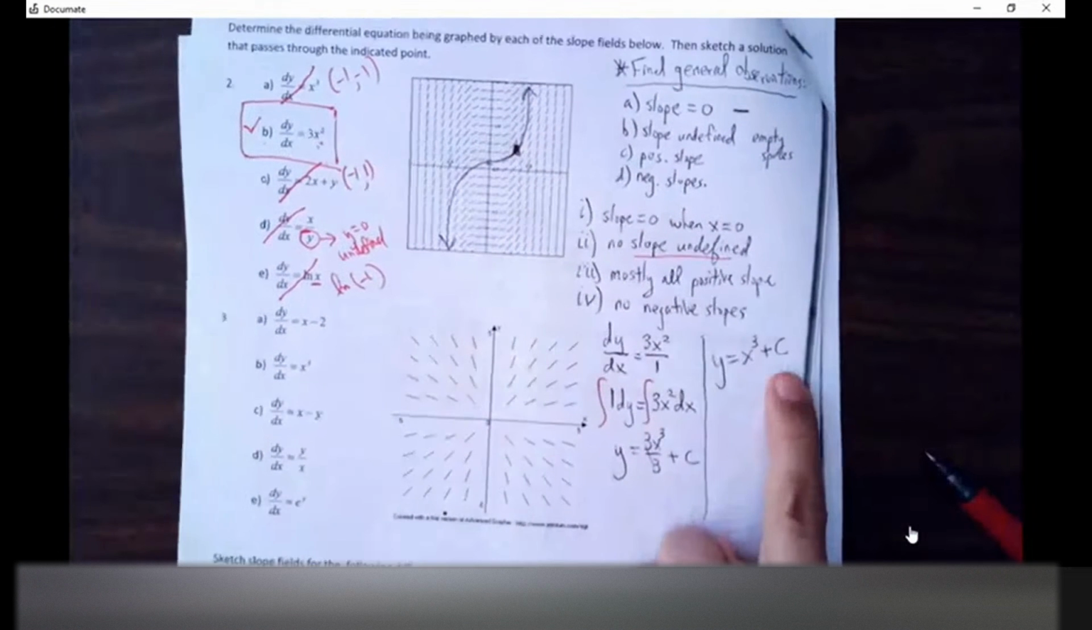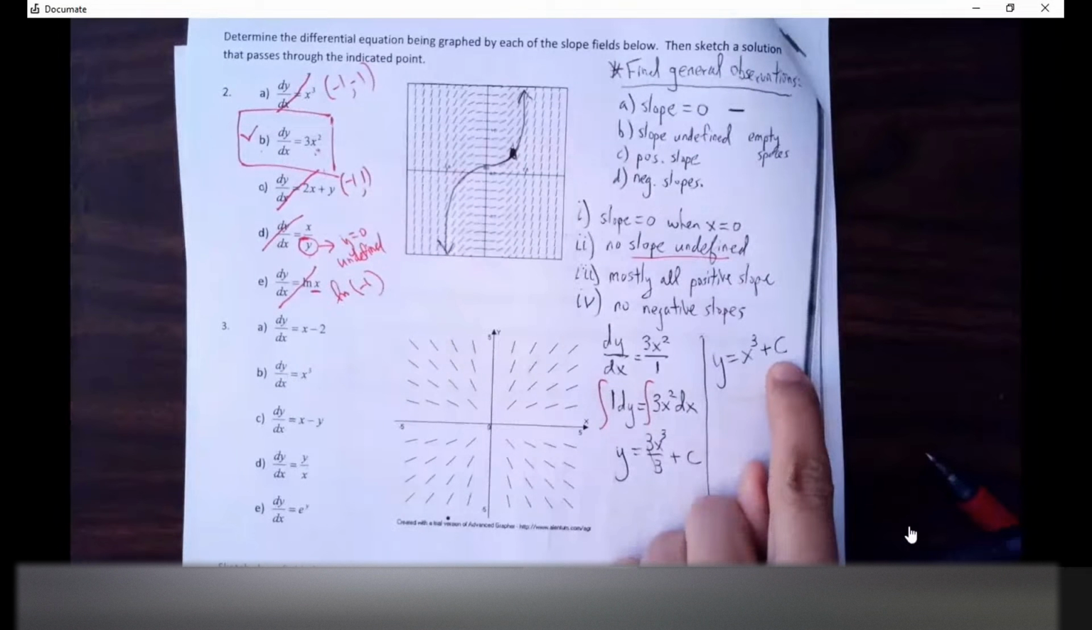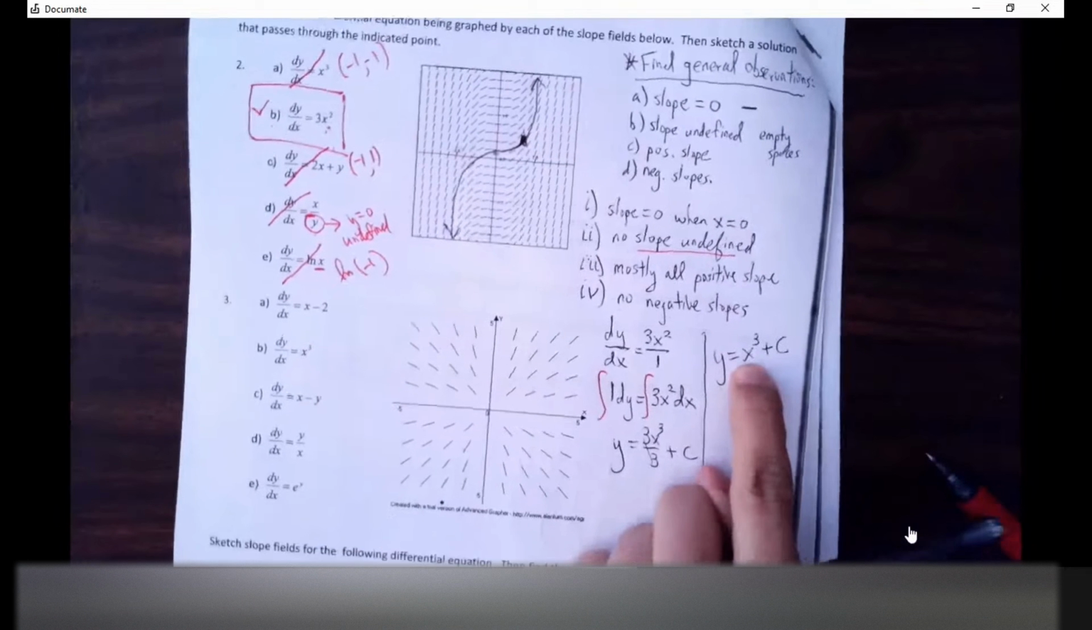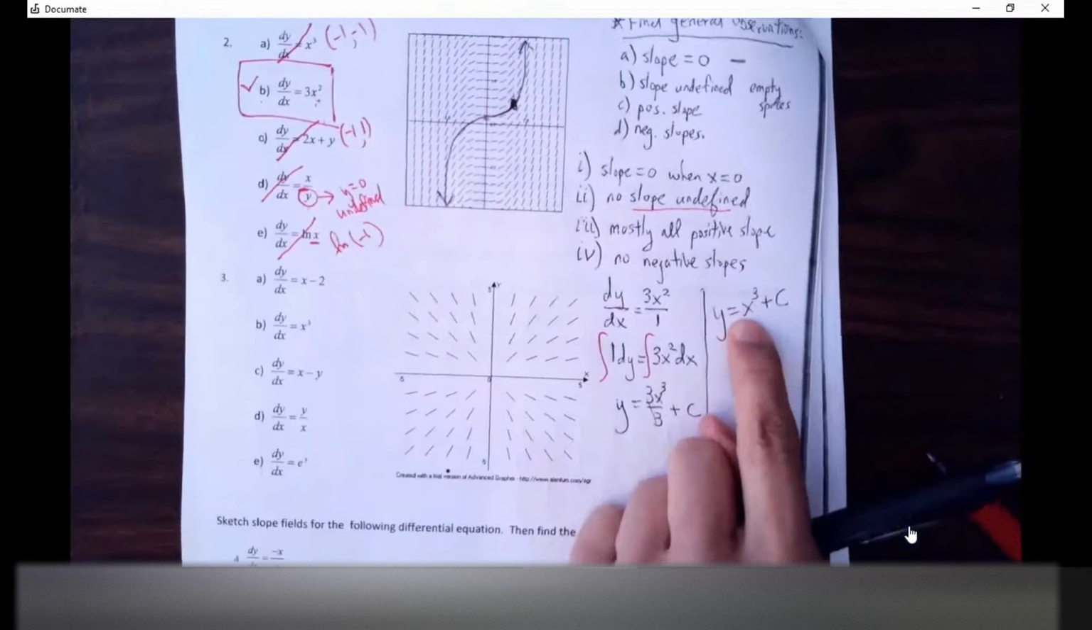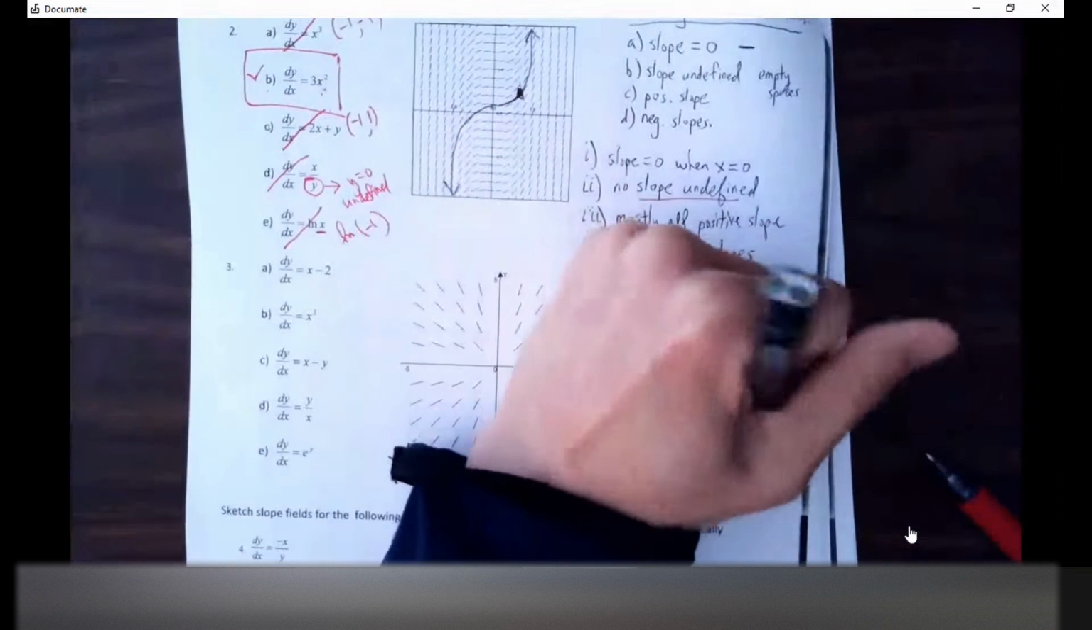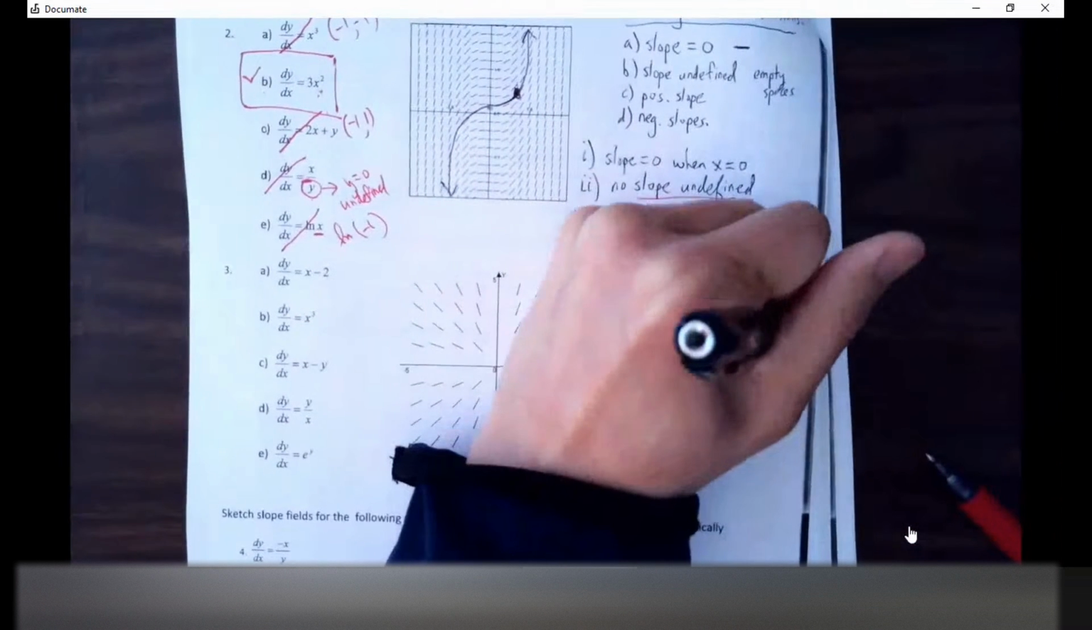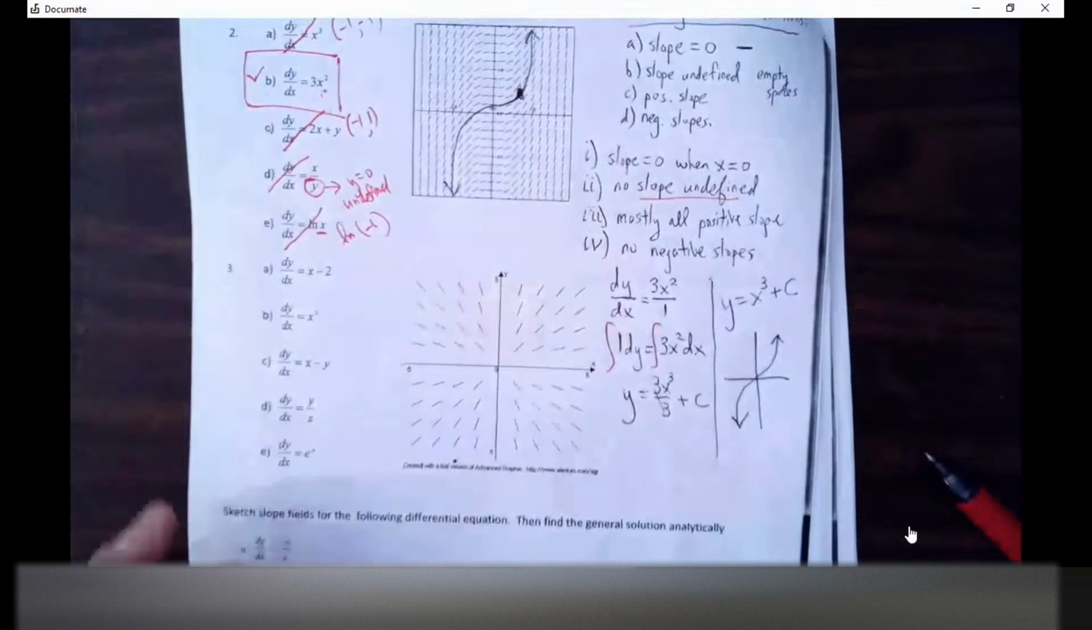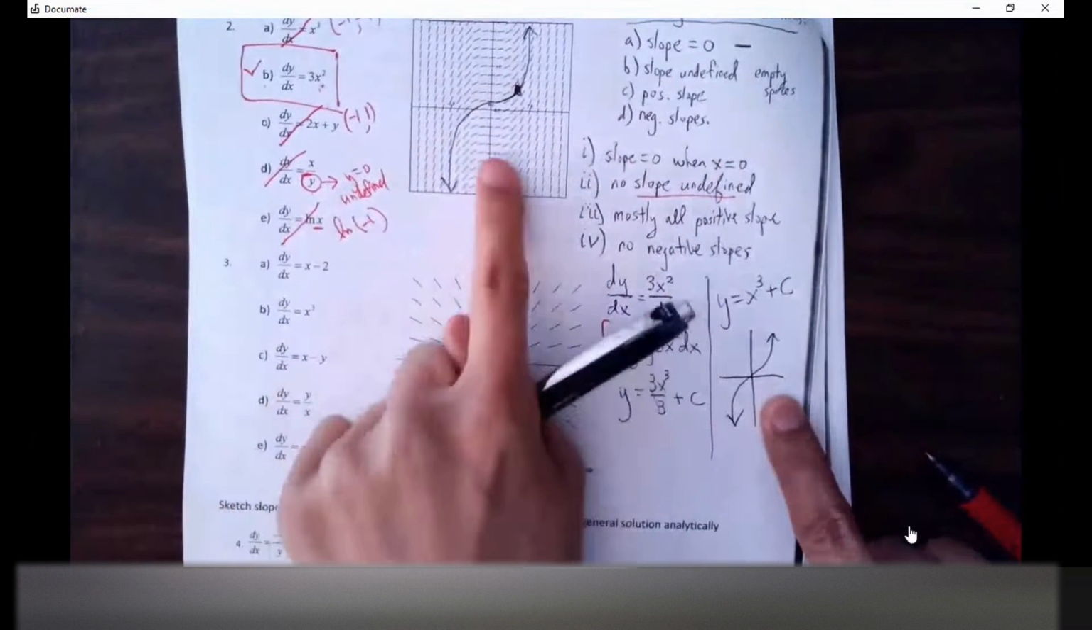Now that plus c is just going to shift the graph vertically. But let's think about x cubed, right? What does x cubed look like? That's a cubic function, and cubic functions look like this. Okay. Do you see a resemblance?